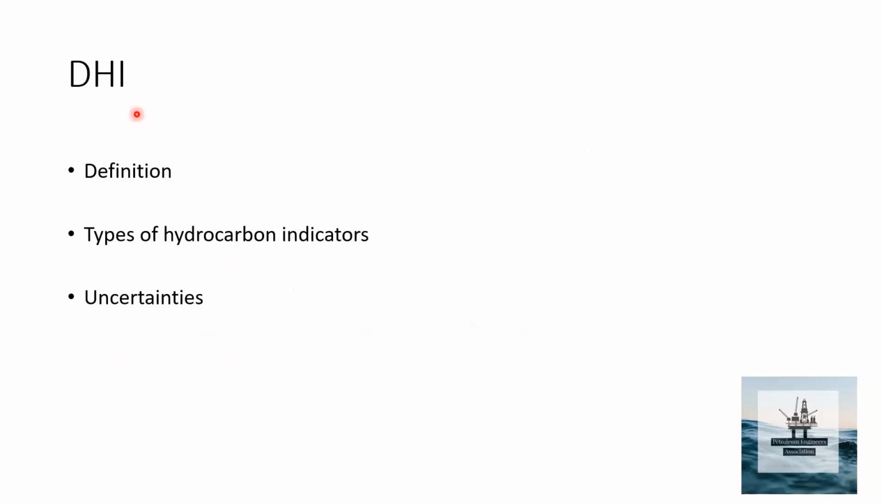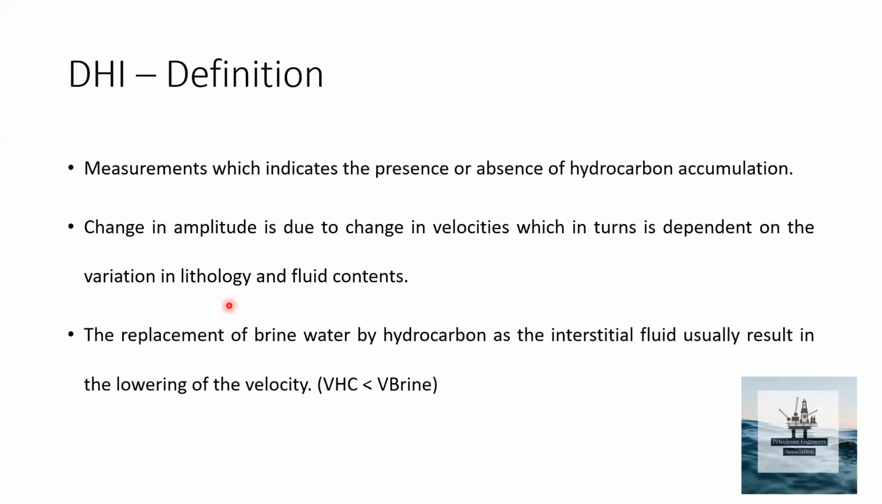The DHI will define what the DHI is, what the different types are, and the uncertainties of the direct hydrocarbon indicator. The DHI is a measurement which indicates the presence or absence of hydrocarbon accumulation. The DHI is a change in amplitude due to change in the velocity of the rocks, which in turn is dependent on the variation in lithology and fluid content.